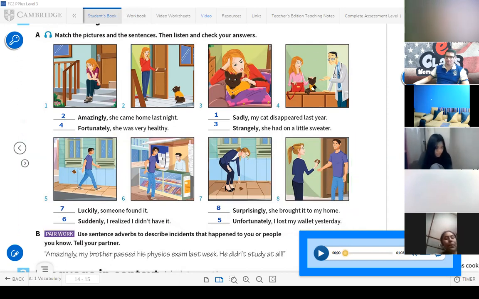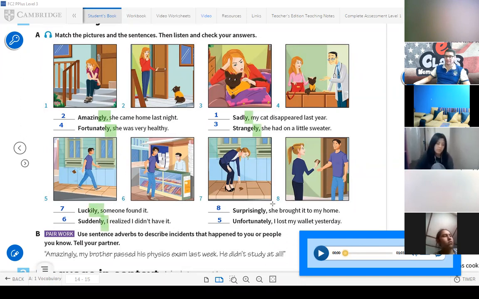Oh yeah, now let's see. It says use the sentence adverbs to describe incidents that happen to you or your people. Ok, miren, estas palabritas, chicos, por lo general te dan el significado de mente, llamémoslo así, ¿no? Afortunadamente, tristemente, ¿ok? El ly al final, ¿ya? Extremely, extrañamente, ¿no? Luckily, afortunadamente.